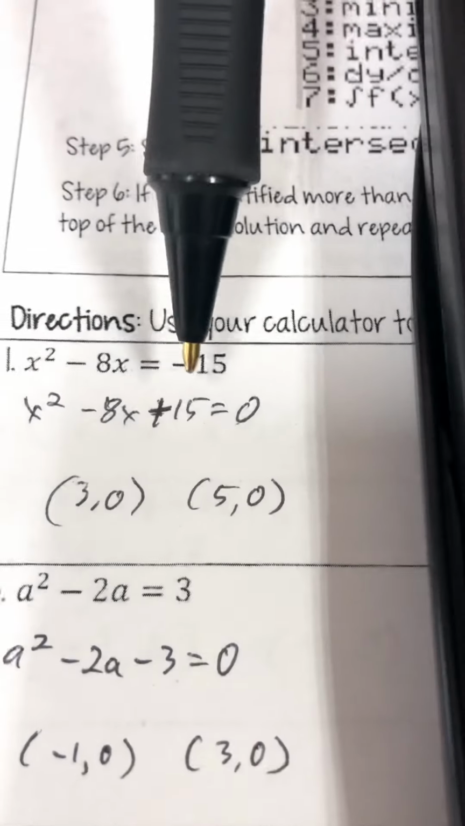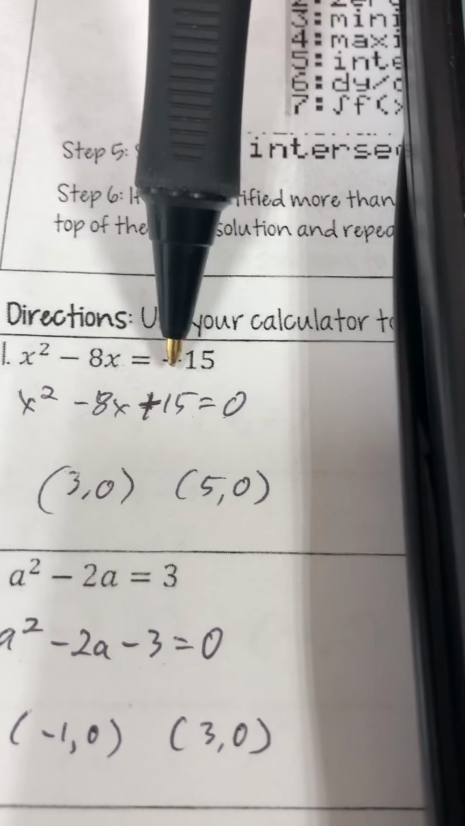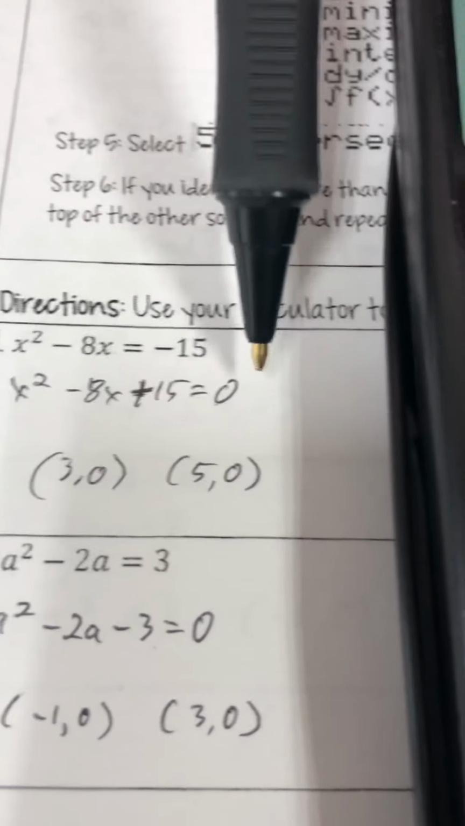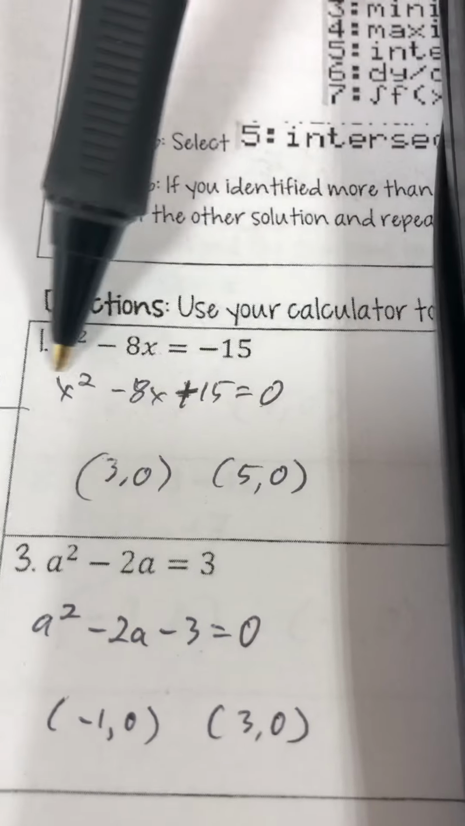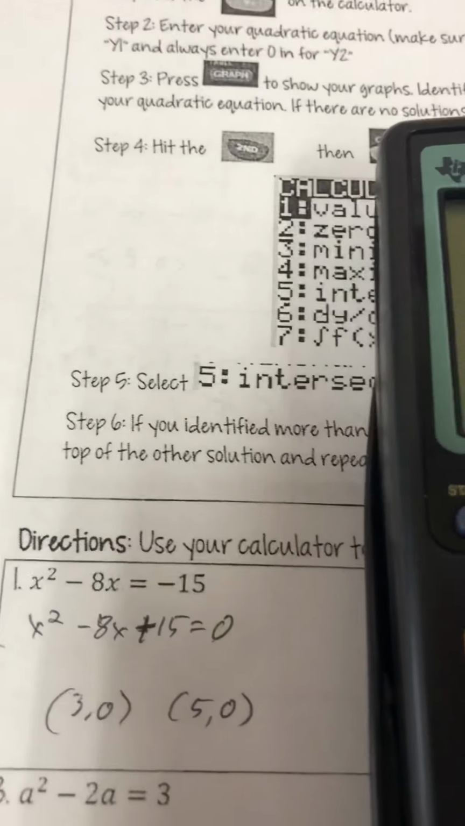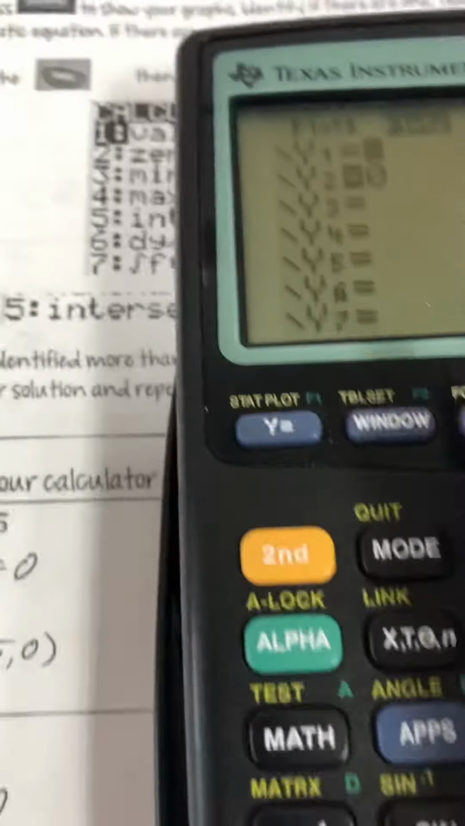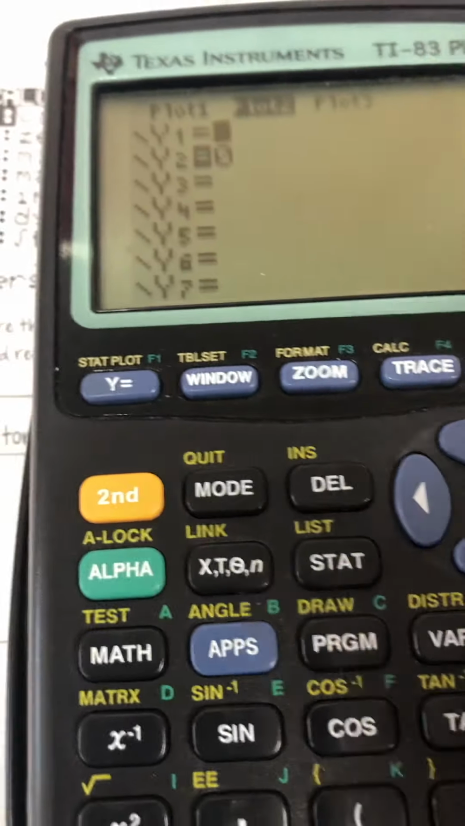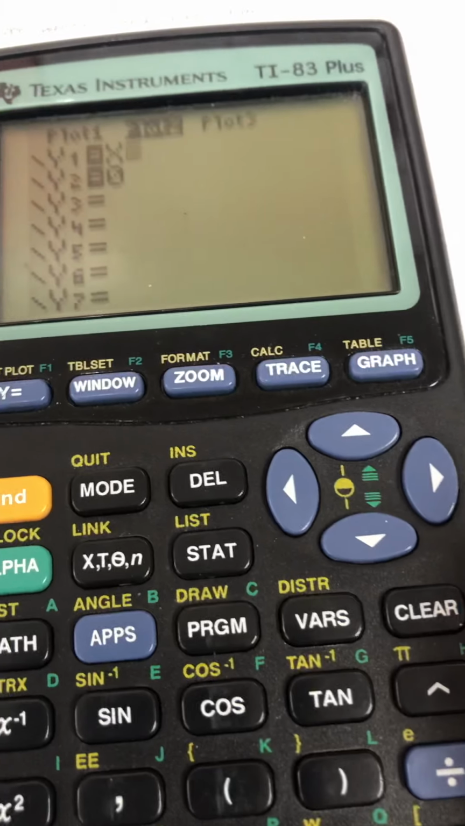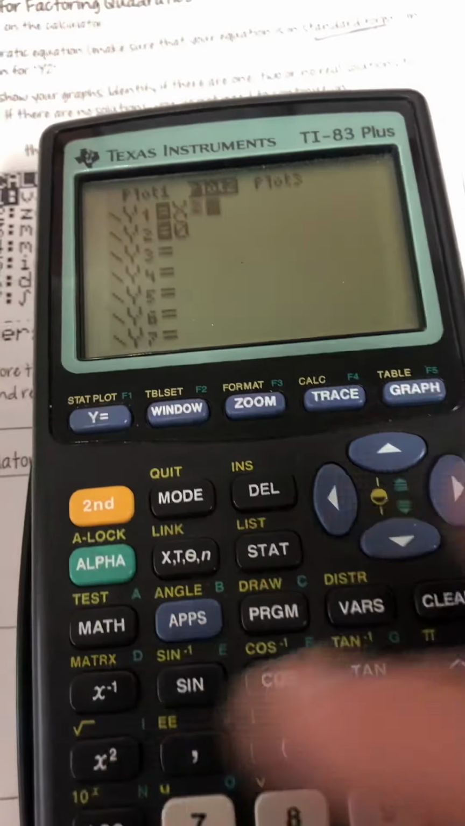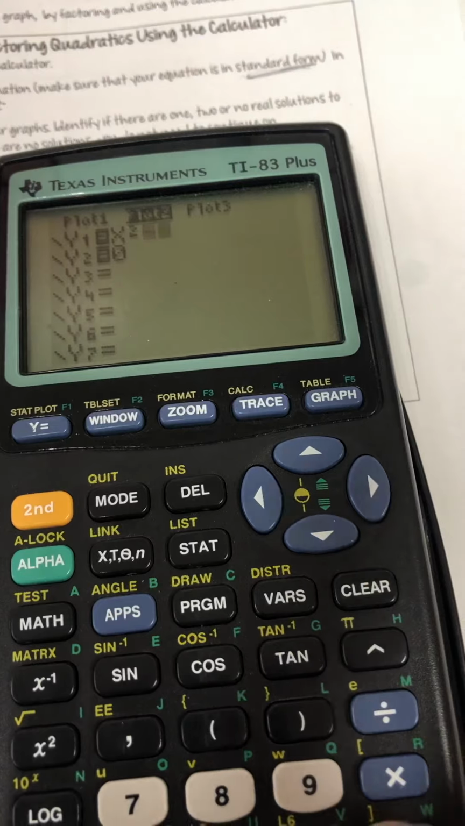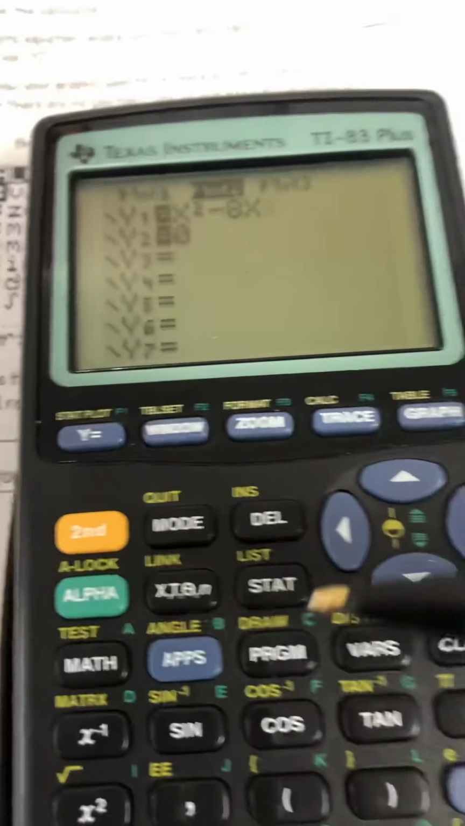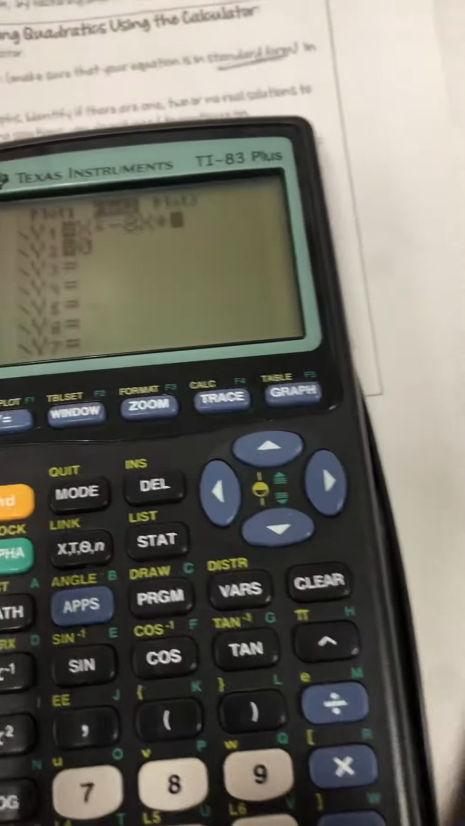Okay, so I rearranged this to have the 15 over on this side of the equation, so I had to add a 15 to both sides, and that left me with 0 over here, so I was ready to go. I put this in the calculator. You're going to hit the y equals button and plug this in. Your x button is right here, so you hit x and you square it. Then you hit minus 8x, with that x button again, and then plus 15.